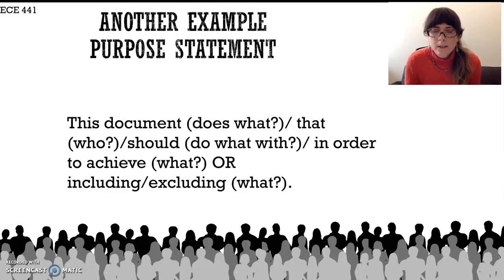Okay, so here is an example of a structure that you could use for that purpose statement once again. This document provides information that the stakeholder, for example, should do what with in order to achieve what. Or you could also qualify that a little bit, including or excluding what. Okay, this is just, again, a very general formula.